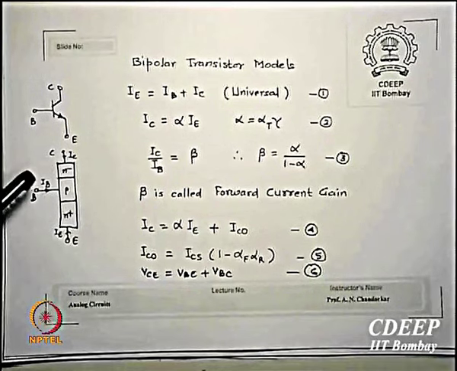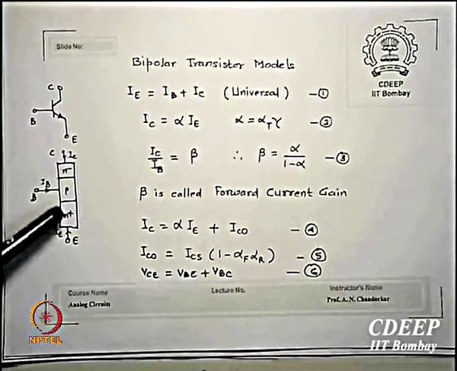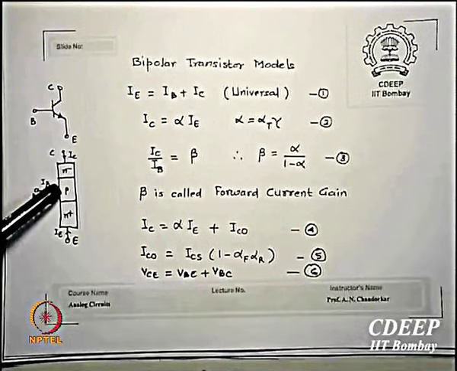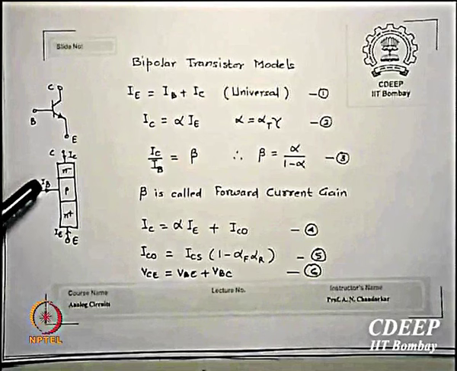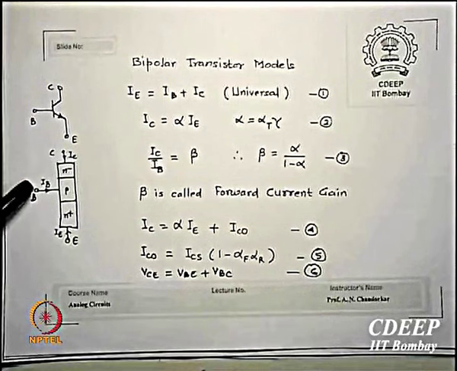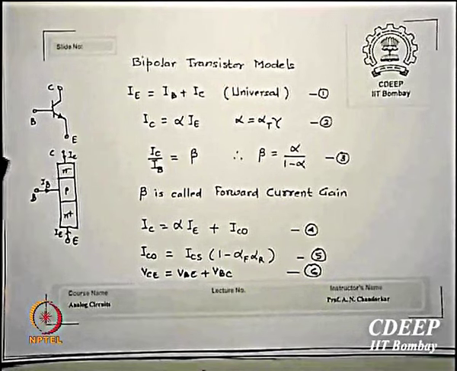A typical NPN transistor is shown here. This is the emitter, which is heavily doped N plus, sometimes N plus plus. Then a small base width, shallow doped or low doped P region, which is the base, and a little lesser doped than N plus is the collector region. And these are the symbols of currents we have shown. IB enters, IE enters, so does IC enter.